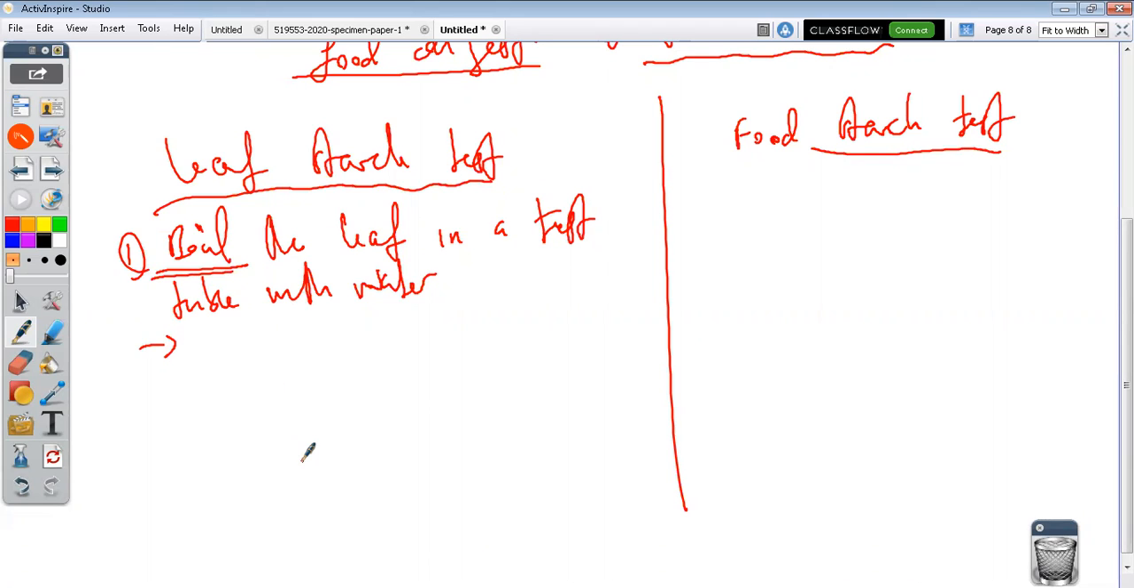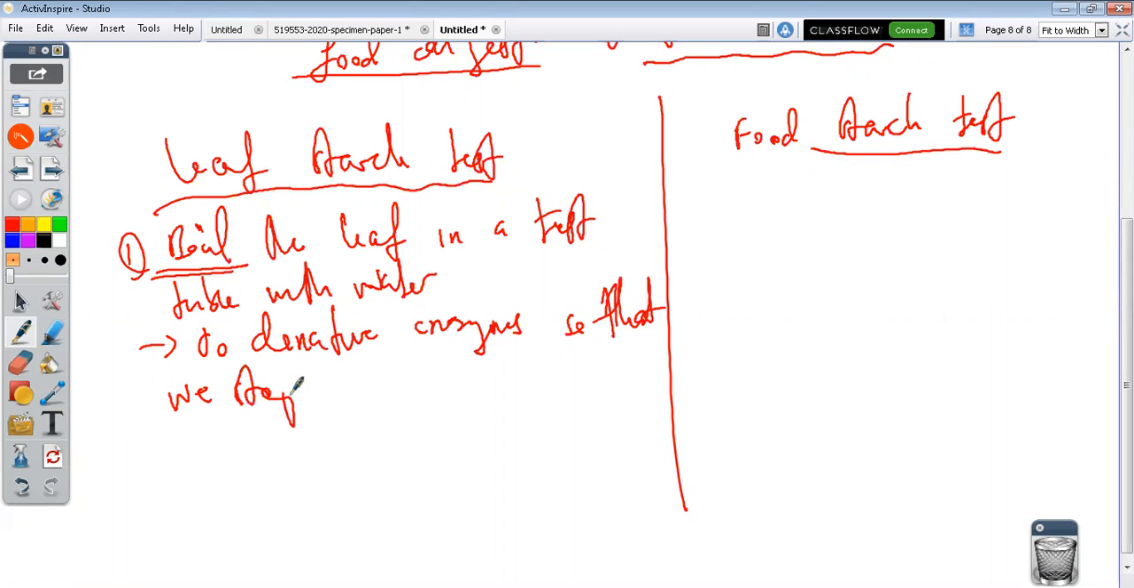In the water, it's not to remove chlorophyll either. It's to what? It is to denature enzymes. Maybe your books don't mention that. To denature enzymes so that we stop respiration from taking place. Why? Because we are testing a leaf for starch. We don't want the starch to be converted to glucose and used up by respiration. To denature the enzymes so that we stop respiration from taking place. Clear?